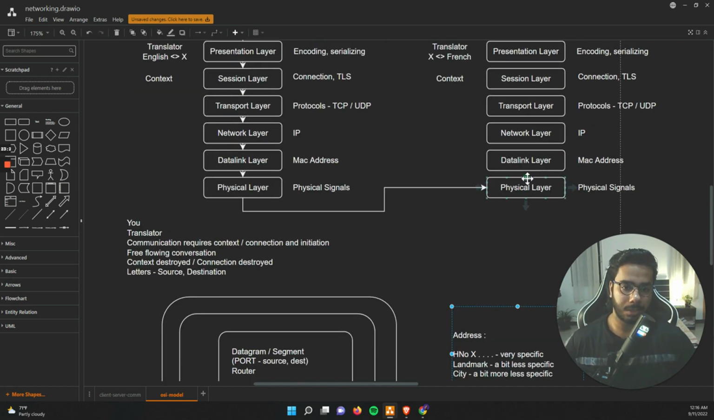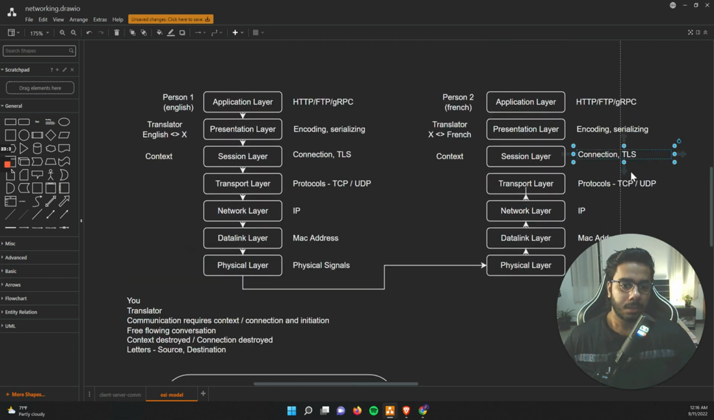So same thing is done here. It's unpacked, it goes to the layer above. Same unpacking is done here. Same unpacking is done here. And basically the same thing goes on like this. And here, let's say this person translates it to X, this person will translate X to French, and it will convey to this person whatever the other person wants to say.